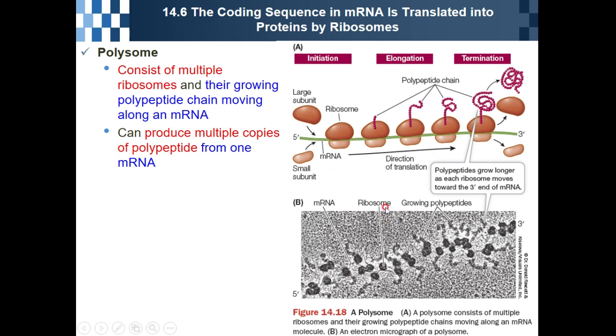For one mRNA, usually one ribosome binds here and starts its polypeptide. Before finishing this step, another ribosome binds here, and also before finishing the full step, another ribosome binds here, like this. So this is the polysome. From one mRNA, we can produce multiple copies of polypeptide at a time. This is what we call polysome.